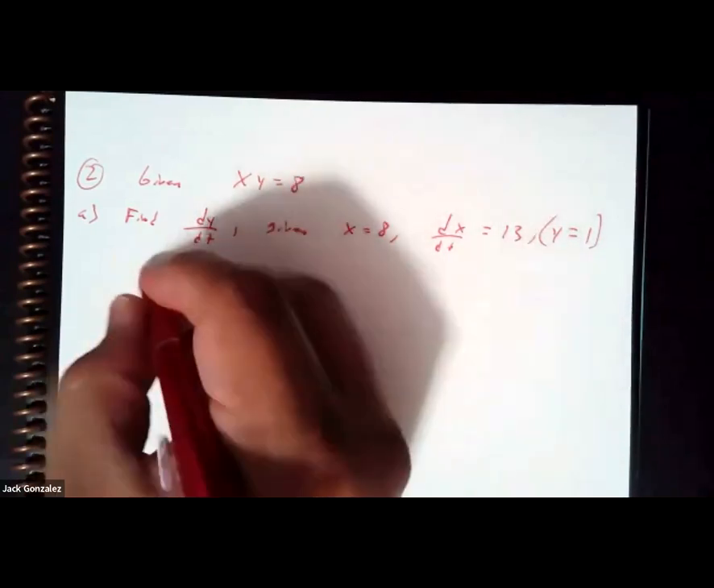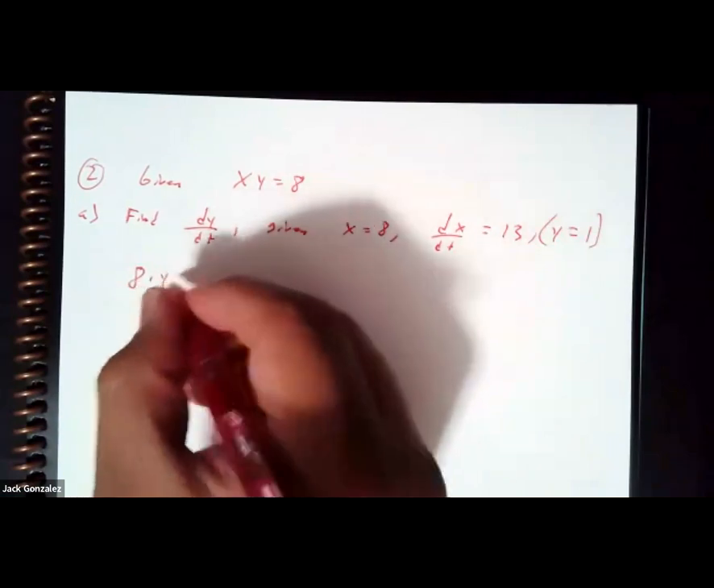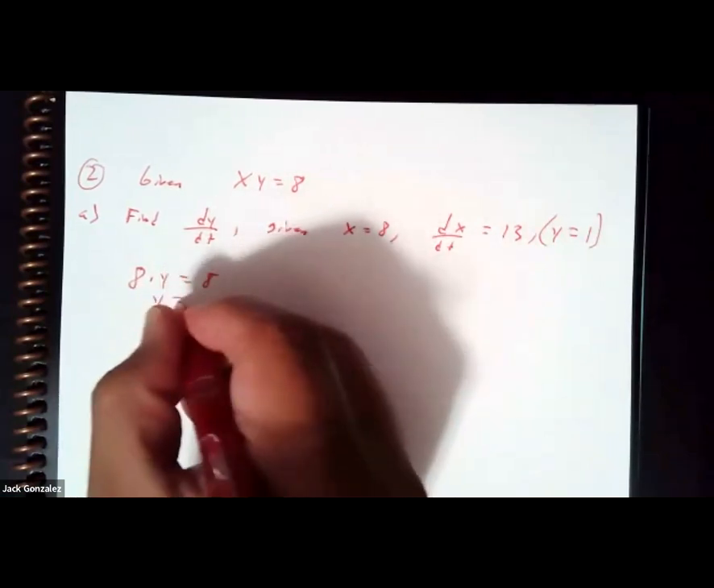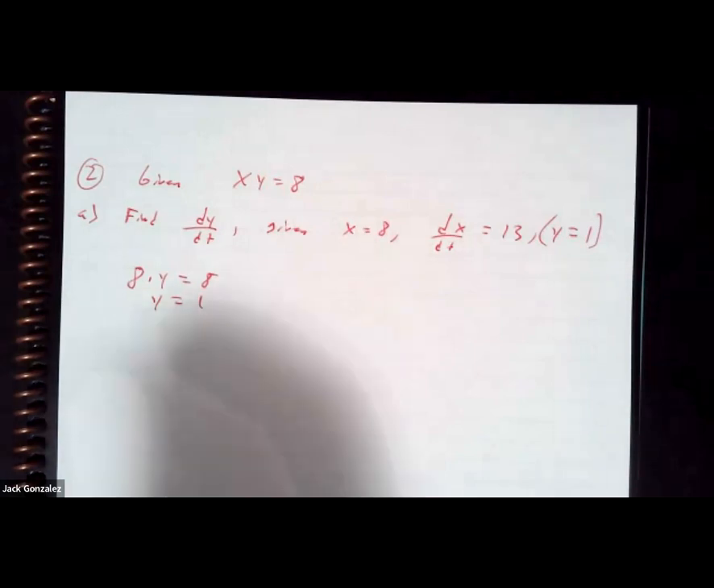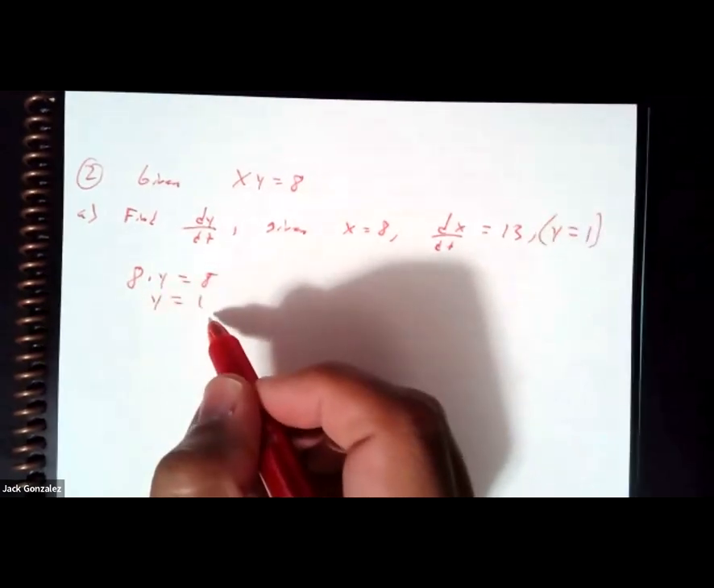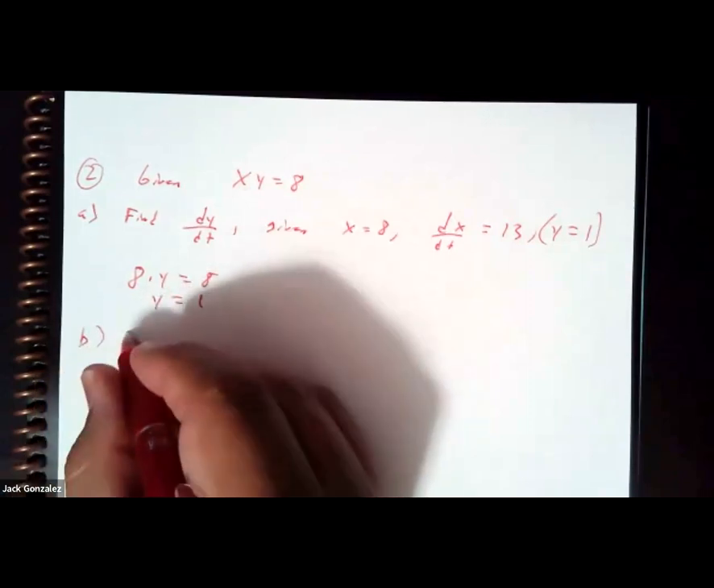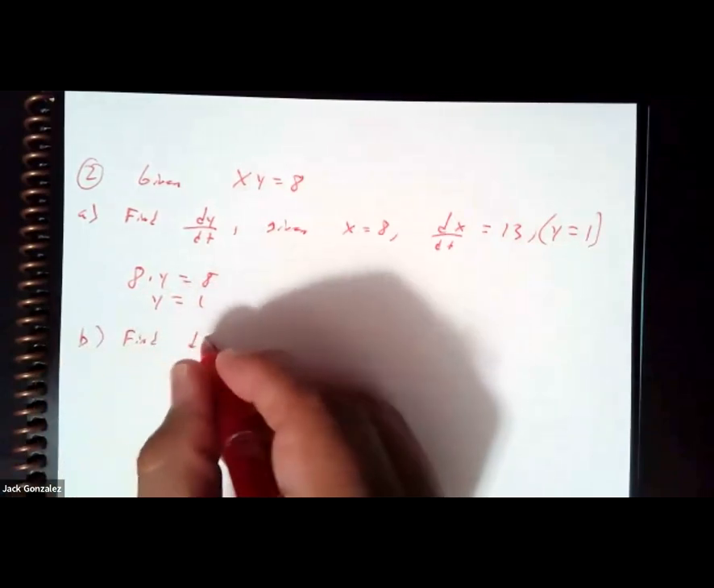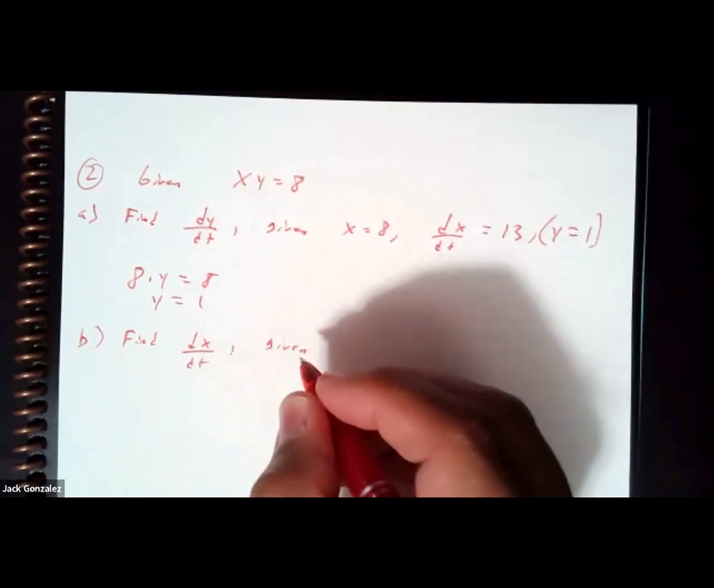Here, let me go ahead and do it. You plug in the 8 for the x, and then you solve for y, right? Just divide both sides by 8, and you'll get this. That makes sense, or no? No, it makes sense. Yeah. Okay.